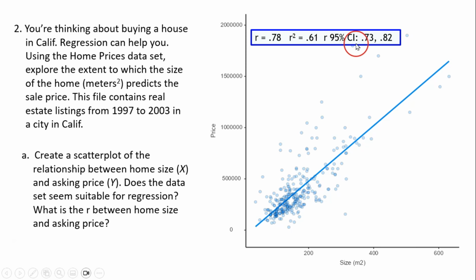And then there's the R 95% confidence interval ranging from about 0.73 to 0.82. So again, this is our range of plausible values in the population that we believe are there for our point estimate of 0.78.